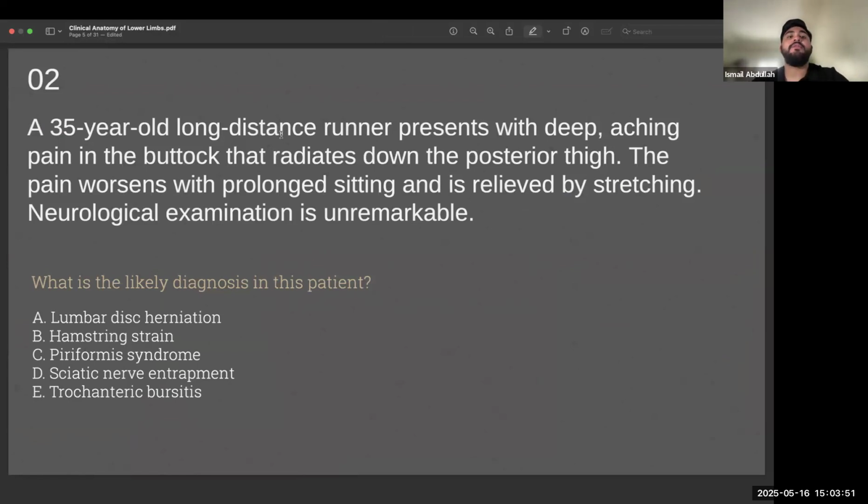So we have a 34-year-old long-distance runner presenting with a deep aching pain in the buttock that radiates down the posterior thigh. The pain worsens with prolonged sitting and is relieved by stretching. Neurological examination is unremarkable. What is the likely diagnosis in this patient?